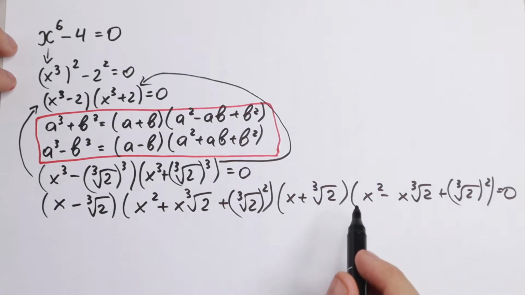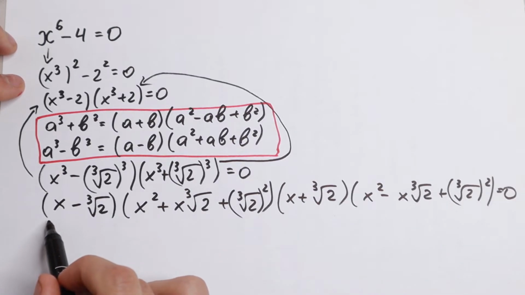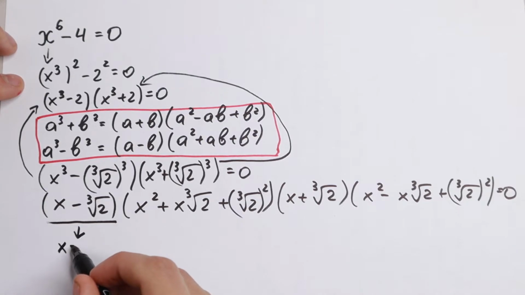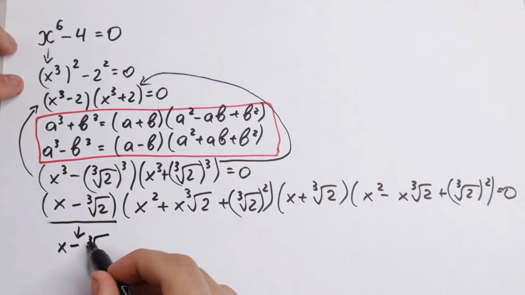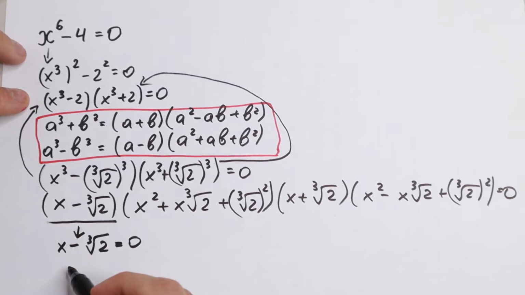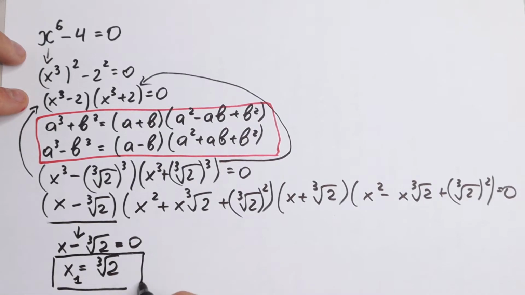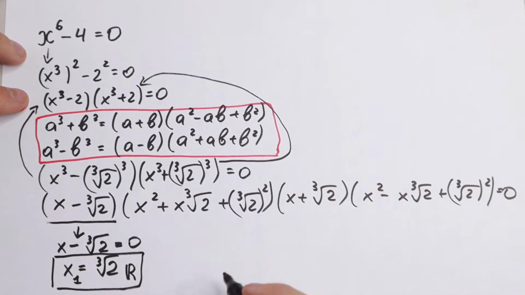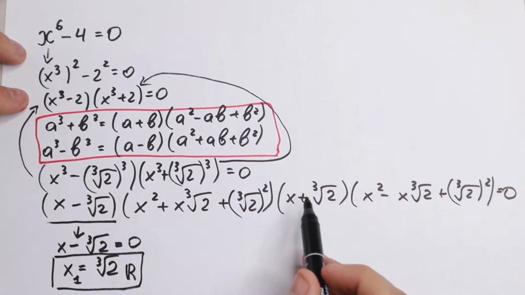So let's start with the first parenthesis, and we need to solve this equation. So we will have x minus the cube root of 2 equal to 0. And it's not hard to see that x equals the cube root of 2. This is our first root. So as you can see, we found our first root. This root is a real number, so I write R right here. This is a real number root. As you can see, take a look. We have a really good parenthesis right here.